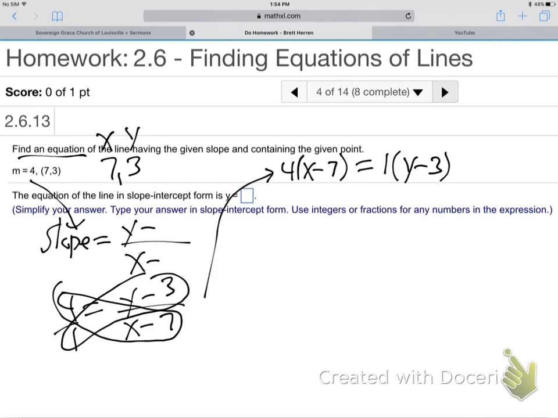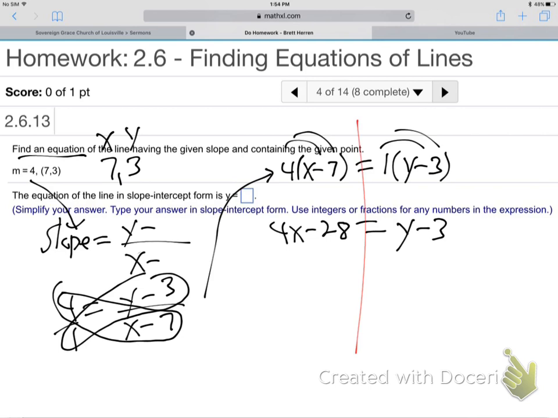It doesn't matter. I put the y on the left last time. It doesn't really matter, left side, right side. It doesn't matter which side you have it on. Everybody okay with that? If you have those switched, that's fine. So I just went diagonal, diagonal, and lay it flat, right? And then distribute. 4x minus 28, boom, boom. y minus 3.